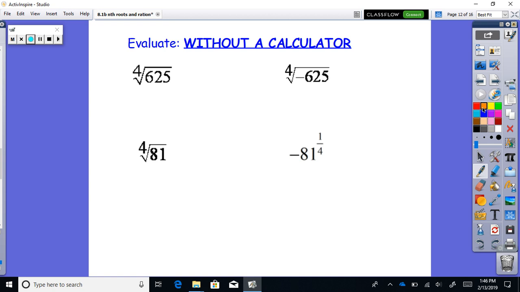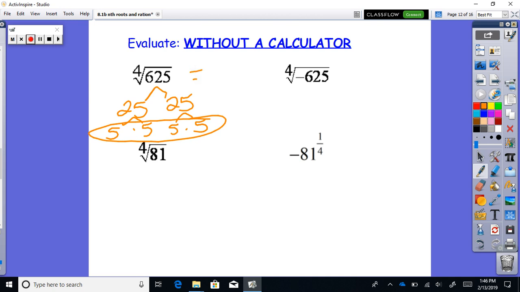Like this. So 625, I remember that's a perfect square. It's 25 times 25. So if I'm going to do a 4th root, I'm looking for groups of 4. 5 times 5, 5 times 5. Got 4 5s. So the 4th root of 625 is 5. Remember that if you have an even index and a negative radicand, then you have an imaginary answer. So the 4th root of negative 625 would be 5i.